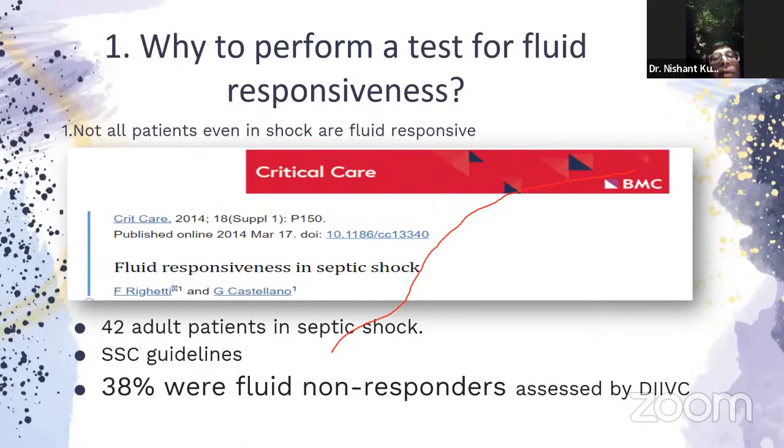So why should we assess fluid responsiveness? As I said, not all patients, even in shock, are fluid responsive. As I had listed above, there are many reasons for shock, right? The SSC guidelines say that you administer this much fluid over this much period of time. But then 38% were fluid non-responders. That means even if we gave them fluids, their parameters did not improve, the tissue oxygenation did not improve, the MAP did not improve, and we might have actually caused harm in these patients.